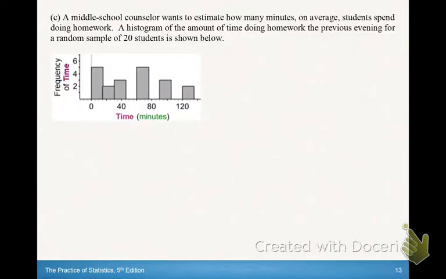And the last one, a middle school counselor wants to estimate how many minutes on average students spend doing homework. A histogram of the amount of time doing homework the previous evening for a random sample of 20 students is shown below. Well, our n is only 20, but if you look at this graph, it's not really skewed. It doesn't have any outliers. Everything looks like it's kind of compact together. There's no one thing that's way out there. So we're going to say yes. This graph has no skew and no outliers, so even though n is less than 30, we're still good to go.